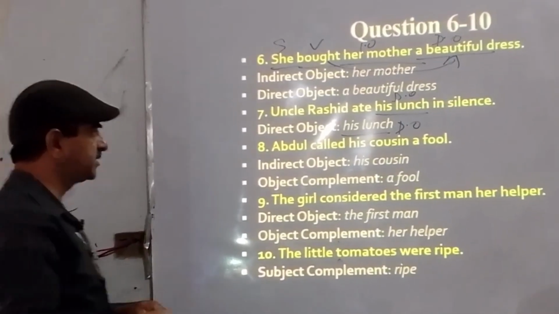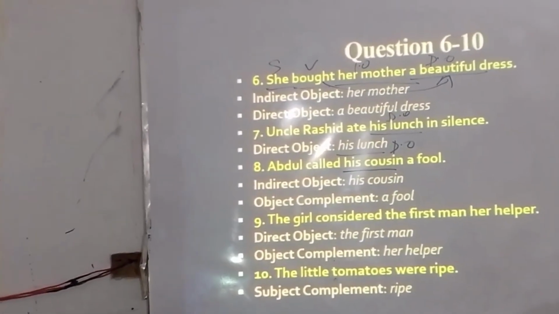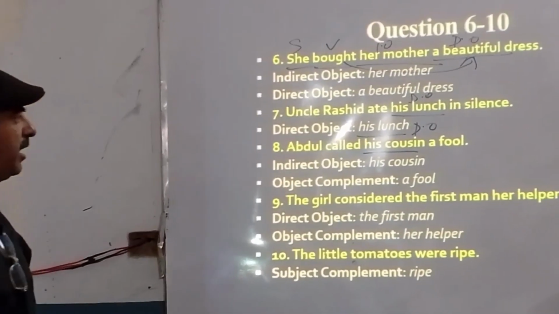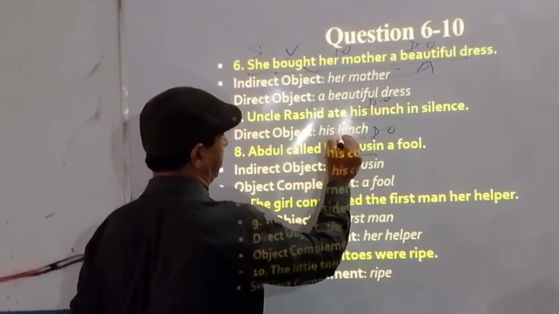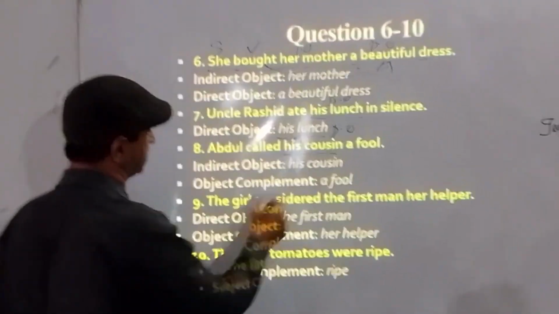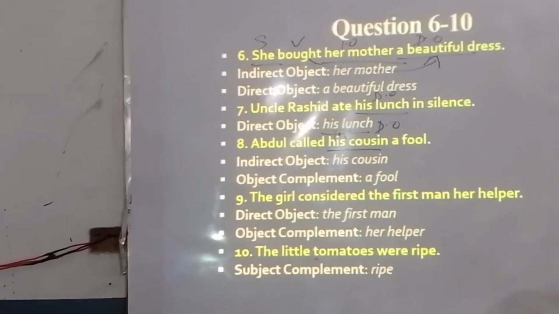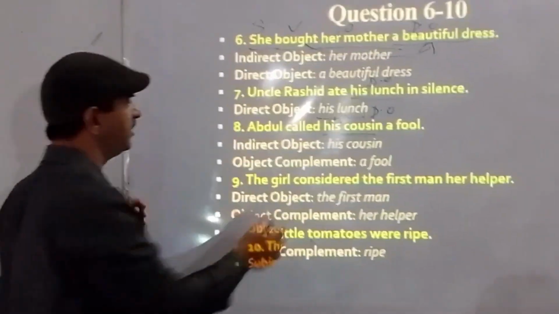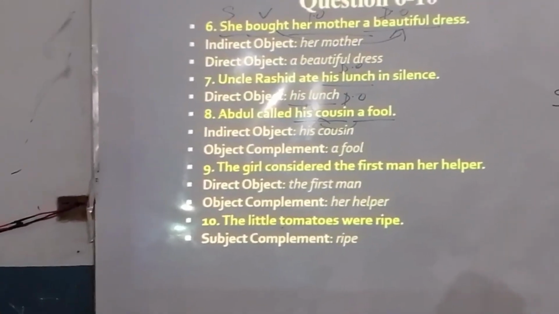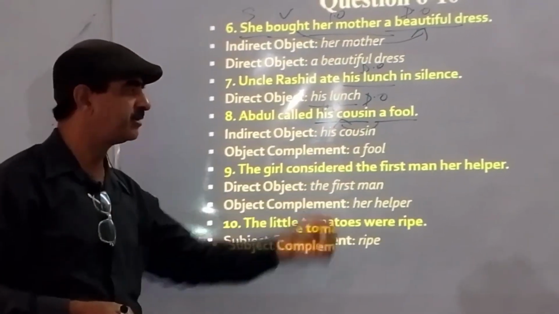Next one: Abdul called his cousin a fool. Clear? Now he says his cousin is indirect object. Why? The action of calling is indirectly affecting his cousin. And his cousin is IO, indirect object. So which one is completing this one? His cousin. A fool. A fool is completing his cousin. Clear? That's the reason a fool is object complement, because it is completing the object.